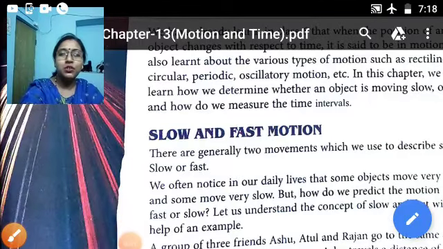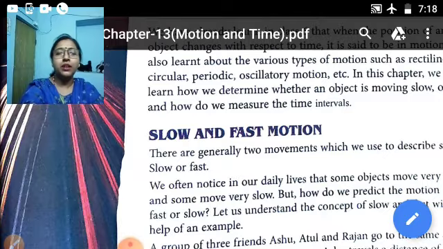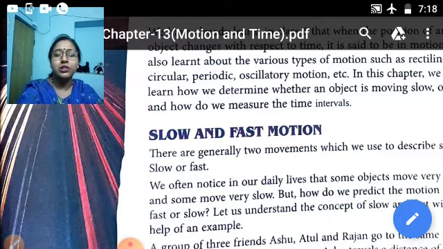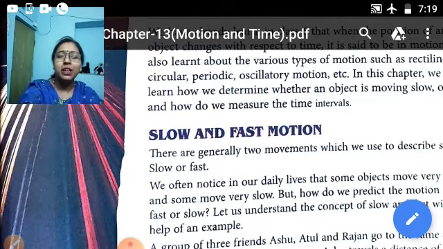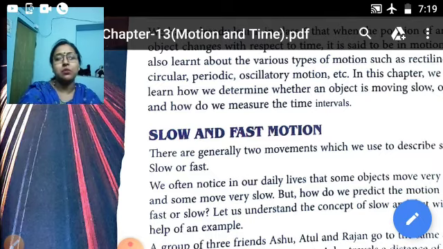Slow and fast motion. So in this video we will discuss the topic slow and fast motion. Already we have started to discuss motion. Motion is of four types: rectilinear, circular, rotational, and periodic motion. But we say that sometimes the movement is generally of two types, that is slow motion and fast motion. So how do we say that this object is slow and this object is fast?